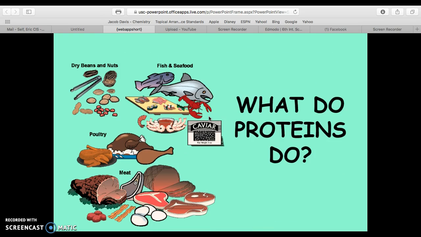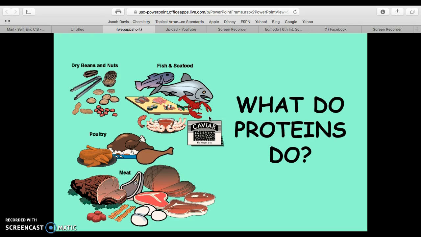So what do proteins do? But before we get there, let's look at where proteins are actually found. Notice you see them in beans and nuts. You see them in fish and seafood, poultry, chicken, meat, any sort of meat product, and also dairy products like your eggs there, bacon, pork. All of those things are where you're going to obtain your proteins.